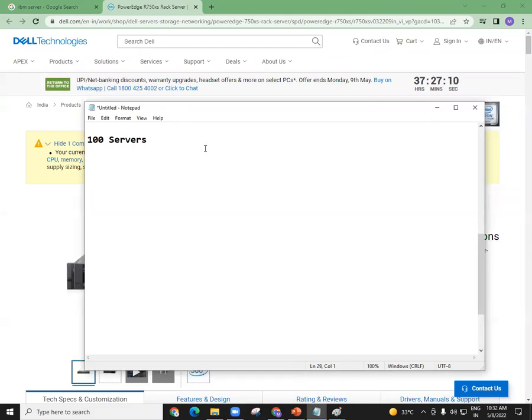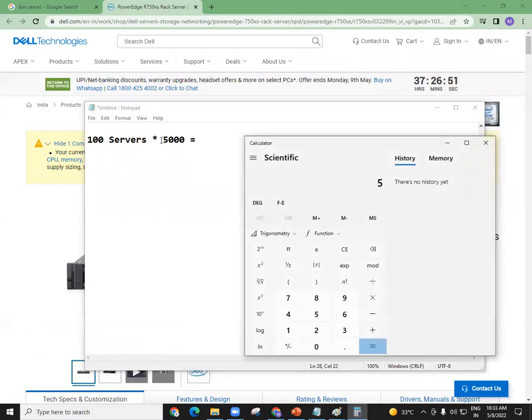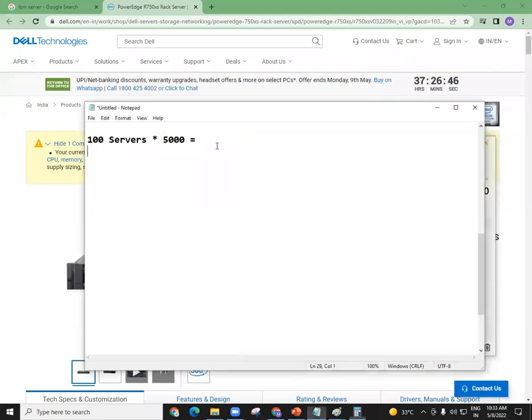So for these 100 servers, on each server, how much money do we need to spend here? 100 servers multiplied by, let us say, $5,000. $5,000 means around 4 lakh Indian rupees, right? So how much will it be? 5,000 multiplied by 100. That is $500,000, 5 lakh dollars. I'm calculating in dollars here, not rupees. One server cost would be $4,000, $5,000, $6,000. So on average, I have taken about $5,000.